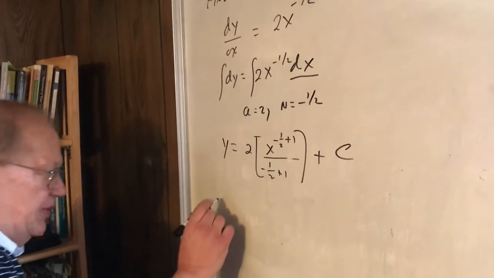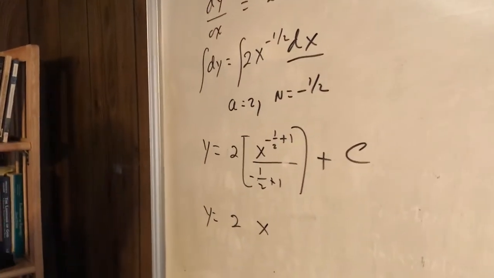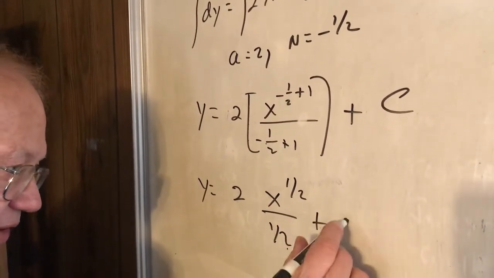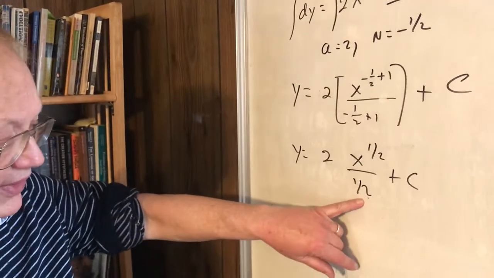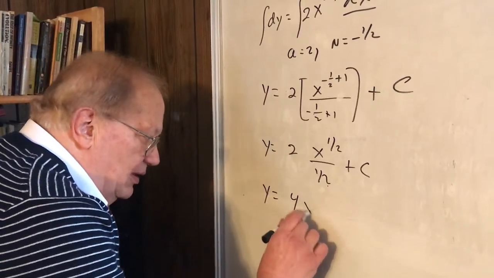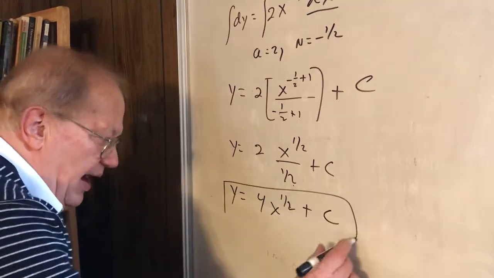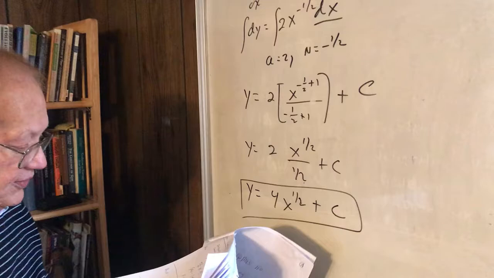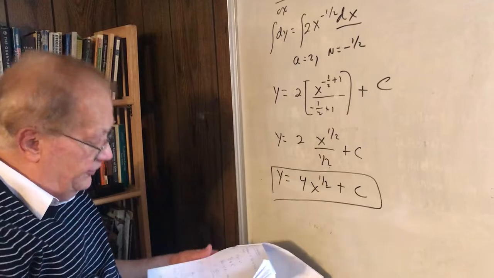All right, so this is going to be equal to 2x to the minus 1/2 plus 1, which is 1/2, divided by 1/2, plus c. Now everybody should know that when I have to do this, if I want to bring this up, I have to flip it. So y is going to be equal to 4x to the 1/2 plus c. And that's my answer right now. If this was a practical problem, I would have to actually solve for c. Let's do another one.